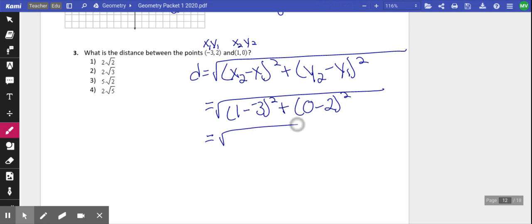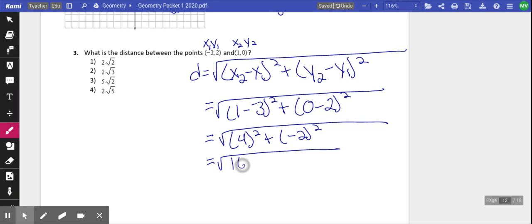Now I do the order of operations. So 1 minus negative 3, that's 4. So that's 4 squared plus 0 minus 2 is negative 2 squared. I square those. 4 squared is 16. Negative 2 squared in parentheses is positive 4. So that's square root of 20.